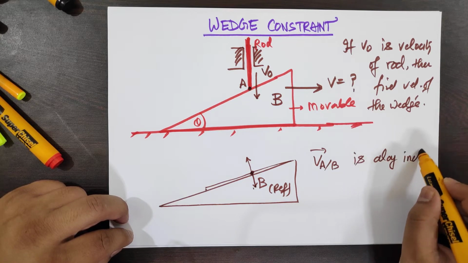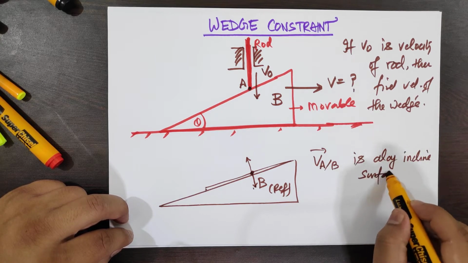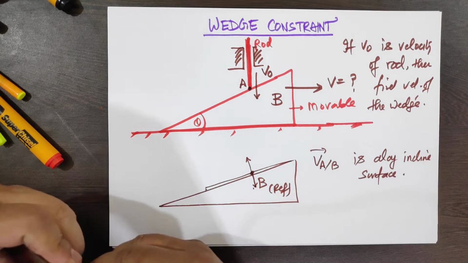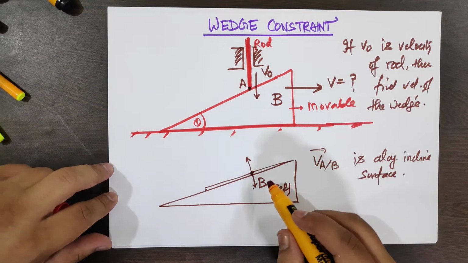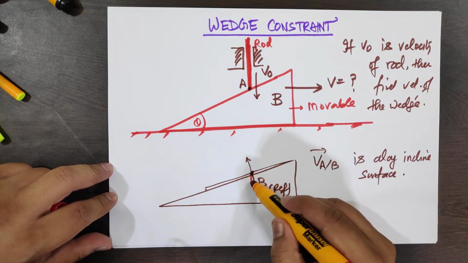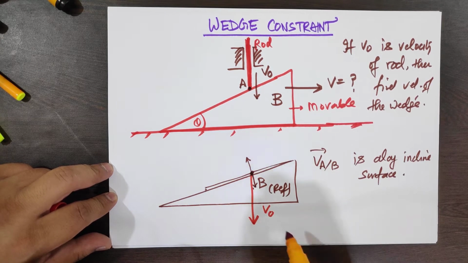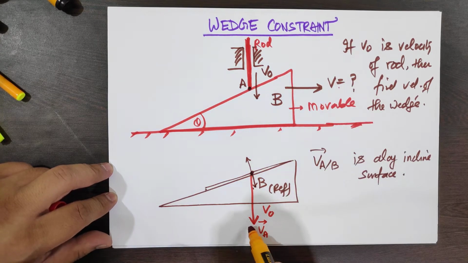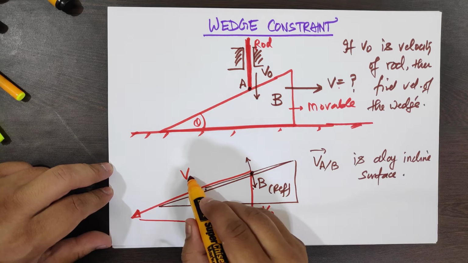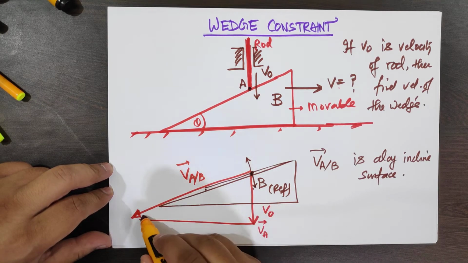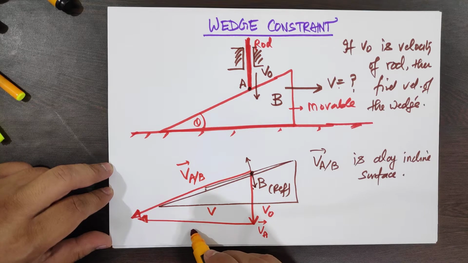Okay, so what we will do is find VA with respect to B, which is along the incline surface, parallel to the surface of the incline. Here it is very easy to prove that. This magnitude is V0, but it is actually VA, and this V is actually VB. So this is minus VB. So this should be the relative velocity. Simple as that. See, VA with respect to B should be in this direction. This is what its magnitude is V, but vectorially it is minus VB.